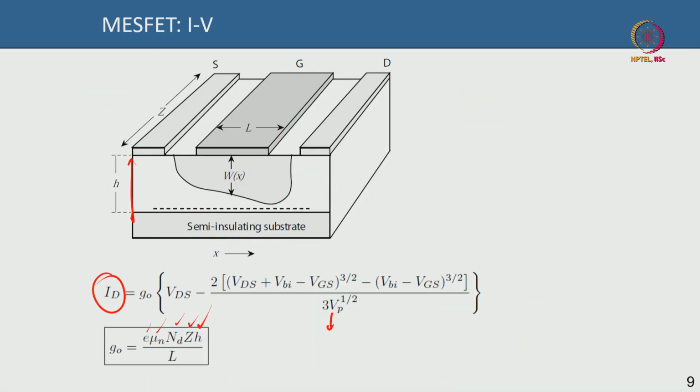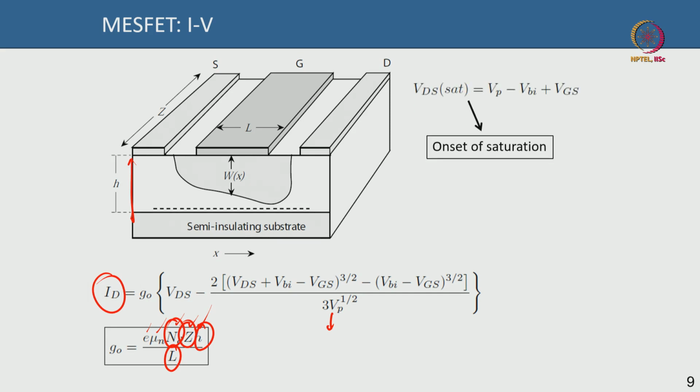So you get an expression like that. To increase the current, for instance, the mobility should be high, the gate length should be low, the width should be high, the channel thickness should be high, the doping should be high, etc., if you want to get a higher current in this kind of a device. Now what is the condition under which the velocity saturation will occur?